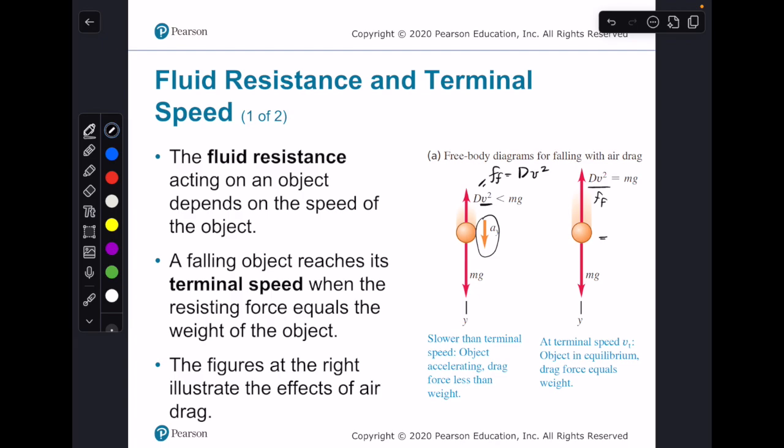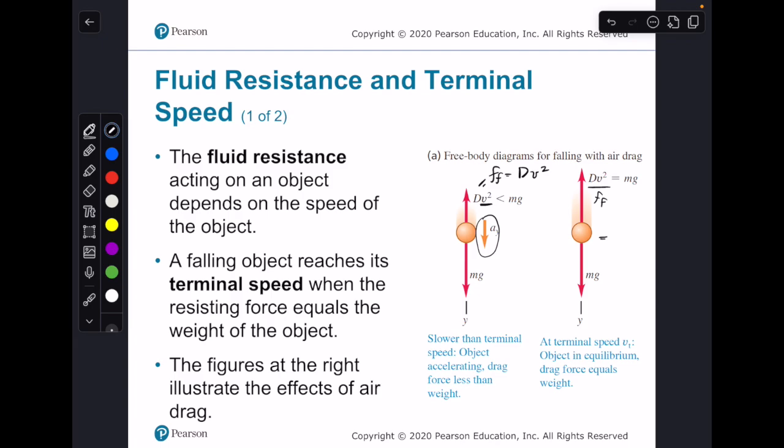So when all the forces in the y direction sum to 0, that means you're moving with constant velocity, right? You're no longer accelerating and you've reached a terminal velocity, or a terminal speed. So that is the fastest you're going to move in that air. Okay, you can't move any faster. You can no longer accelerate because of that resistance.